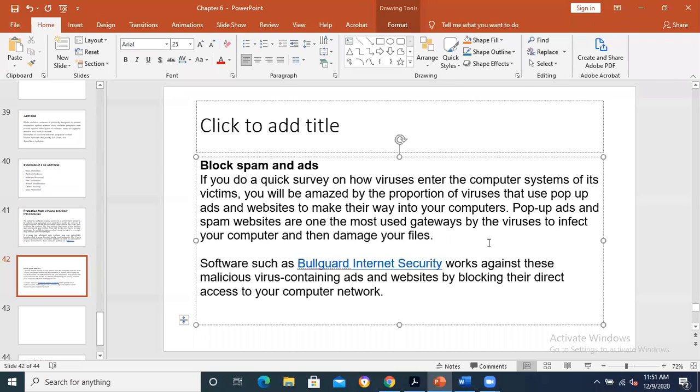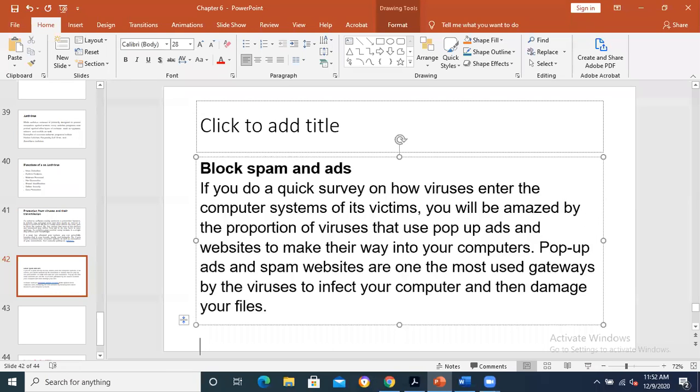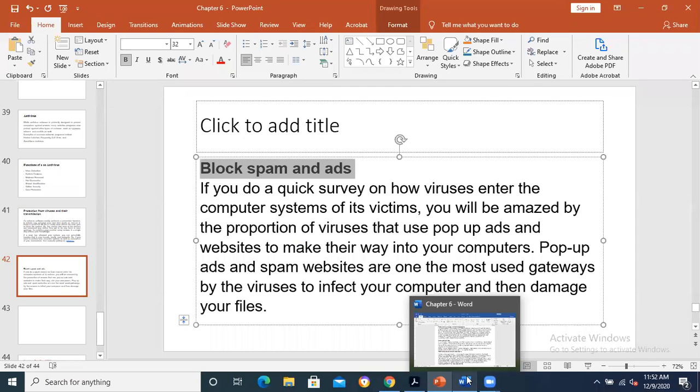If you do a quick survey on how viruses enter the computer systems of their victims, you will be amazed at the proportion of viruses that use pop-up ads and websites to make their way into your computer system. Pop-up ads and spam websites are one of the main gateways for files that enter your computer system, so the antivirus is going to block them. Software such as Bullguard Internet Security works against these malicious viruses. We have already written the examples, and we don't need to write more. The only thing is that your antivirus is going to block the ads and the spams. These are the actions taken against the virus, and the actions are definitely taken by the antivirus software.